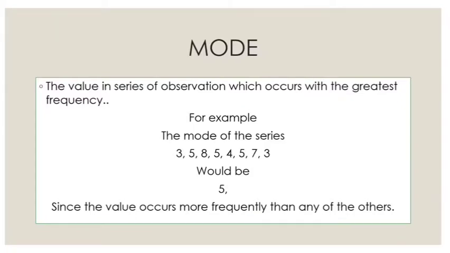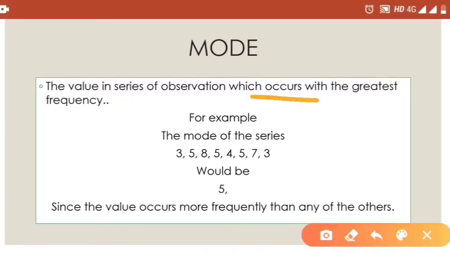So beginning with the mode. It is defined as the value in a series of observations which occurs with the greatest frequency. Now what is frequency? The number of times an observation occurs in any data is called its frequency. The one which occurs with the greatest frequency will be our mode. So here, as you can see in the example, 3 occurs 2 times and 5 occurs 3 times, so the mode of this data will be 5.